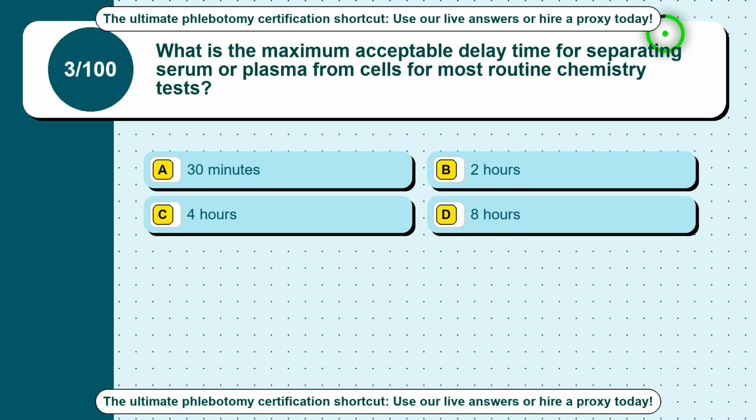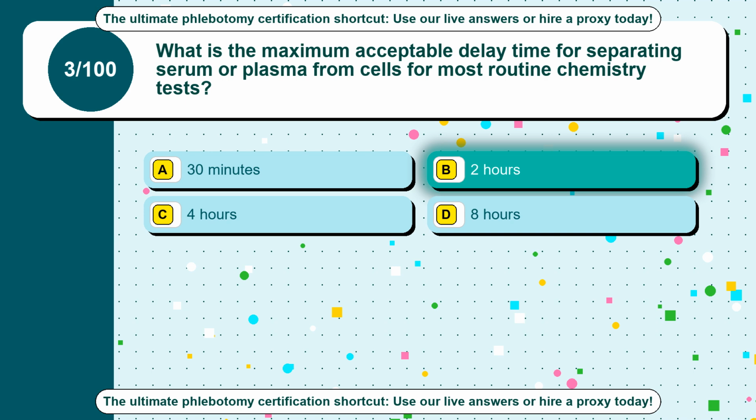Question 3. What is the maximum acceptable delay time for separating serum or plasma from cells for most routine chemistry tests? Option A. 30 minutes. Option B. 2 hours. Option C. 4 hours. Option D. 8 hours. The correct answer is option B.